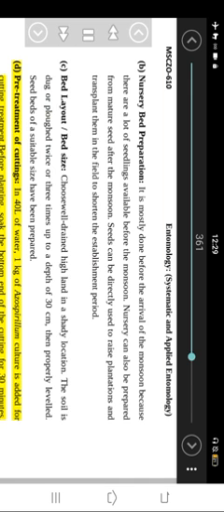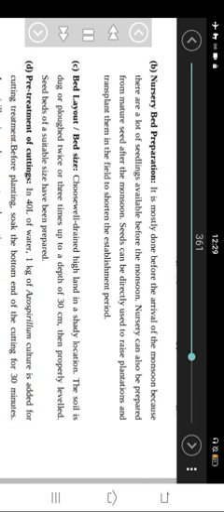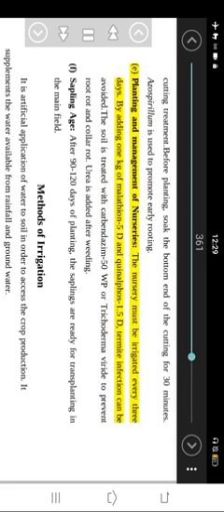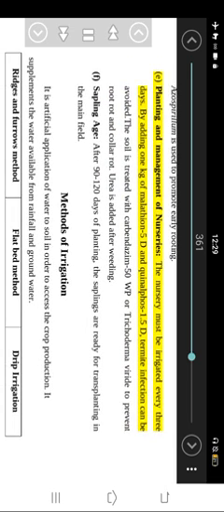D. Pre-treatment of cuttings. In 40 liters of water, 1 kilogram of azospirillum culture is added for cutting treatment. Before planting, soak the bottom end of the cutting for 30 minutes. Azospirillum is used to promote early rooting. E. Planting and management of nurseries. The nursery must be irrigated every 3 days.